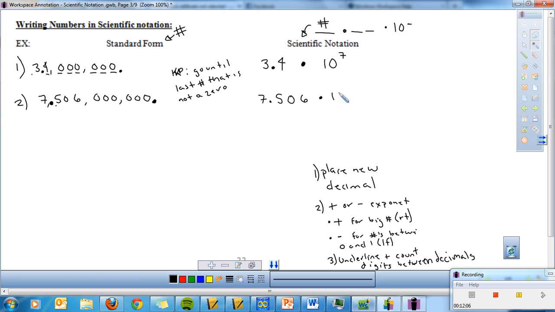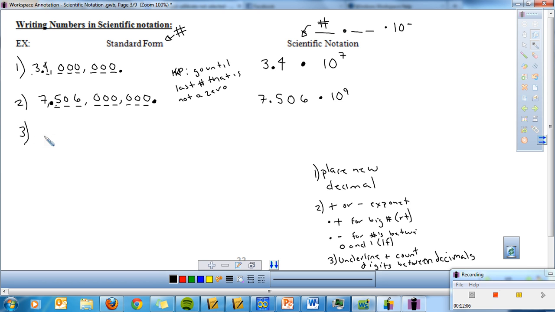So times 10 to the, and let's go ahead and count the number of spaces in between our decimals. 1, 2, 3, 4, 5, 6, 7, 8, 9. 10 to the 9th. Alright, we're going to do 2 more examples.